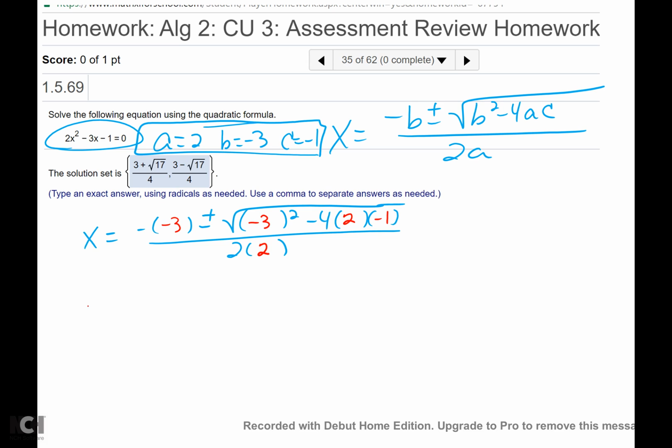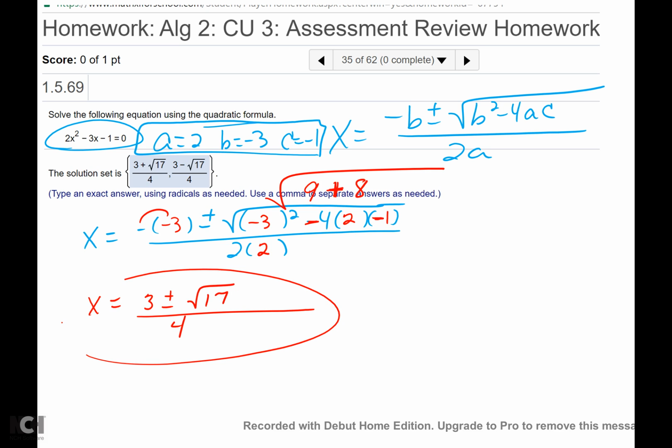So now if I clean this up, I have x equals, distribute as a +3, plus or minus. Here, I would just type it in a calculator, but if you're going to use your brain, that's going to be 9 plus 8, because this negative times this negative is going to make it positive. And that gives me 17 all over 4. And again, the only thing you would be able to do at this point, if anything, would be to break down that radical. But 17's prime, I can't break it down, so I am done. Just remember, you have to type each one separately.